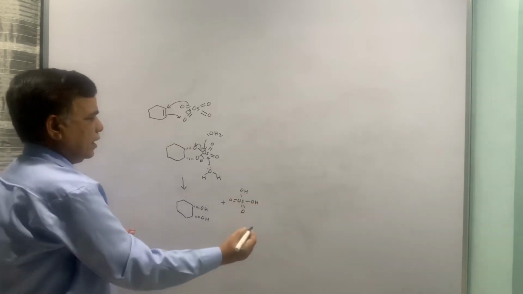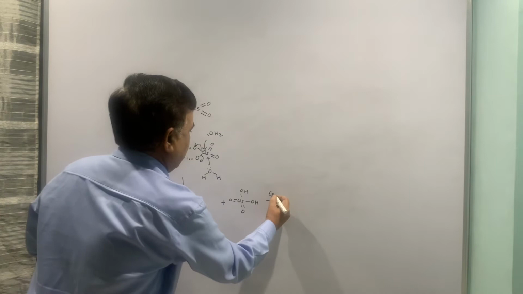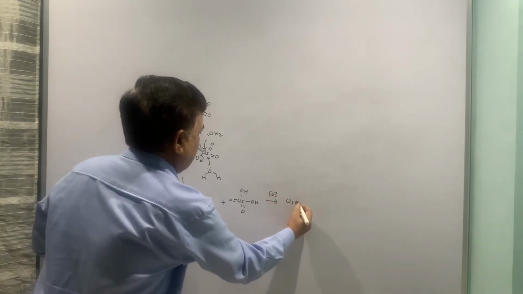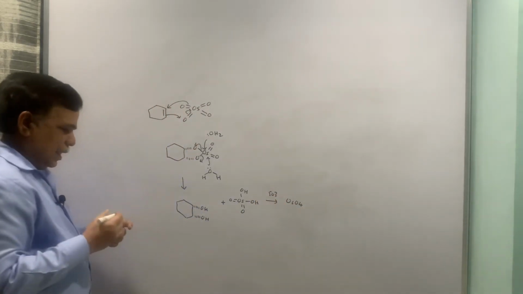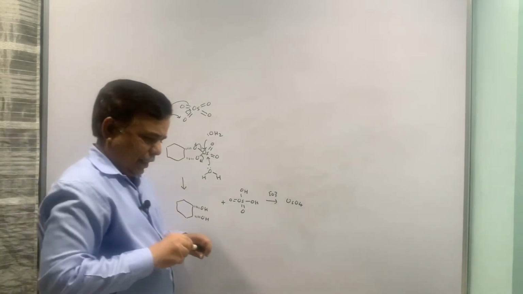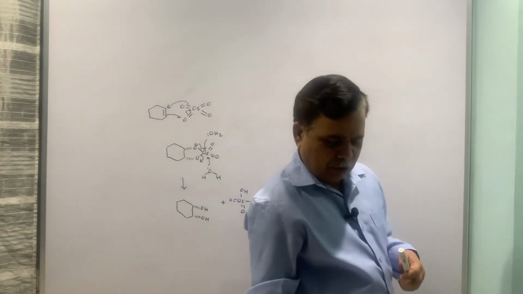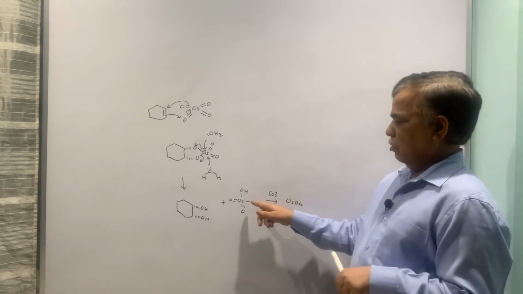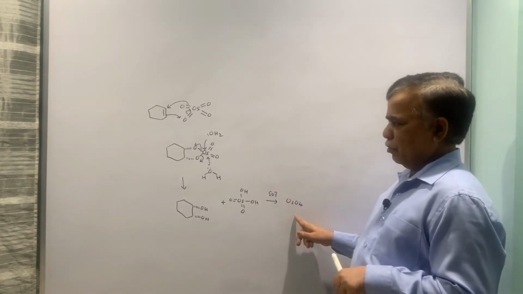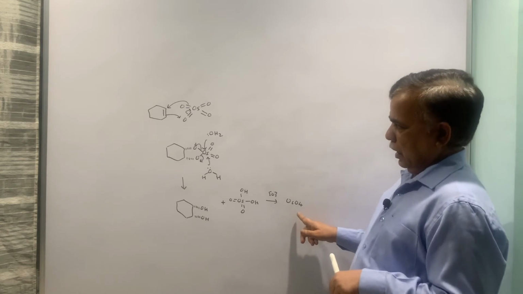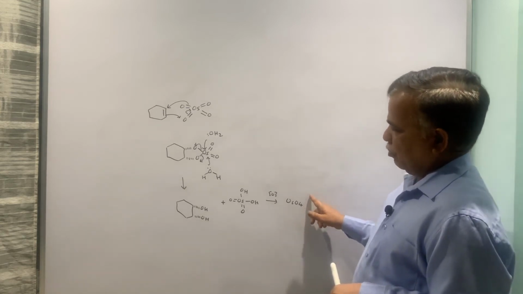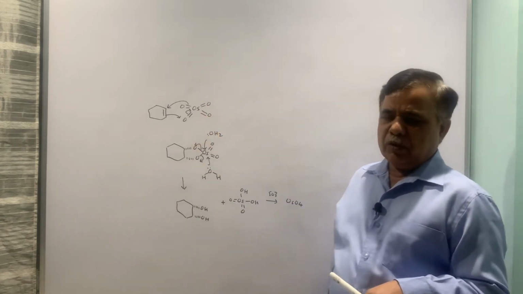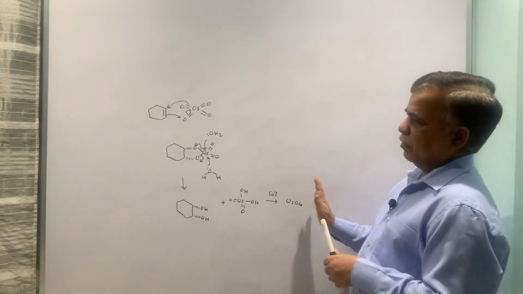This is osmic acid. It can be oxidized to osmium tetroxide, and for that purpose secondary oxidizing reagents like N-methylmorpholine N-oxide and potassium ferricyanide are used. So this osmic acid is again transformed into osmium tetroxide, and this same osmium tetroxide can interact with another molecule of alkene, and thereby the reaction continues.